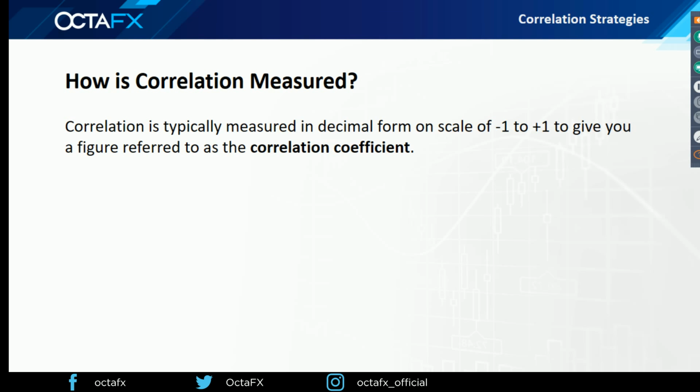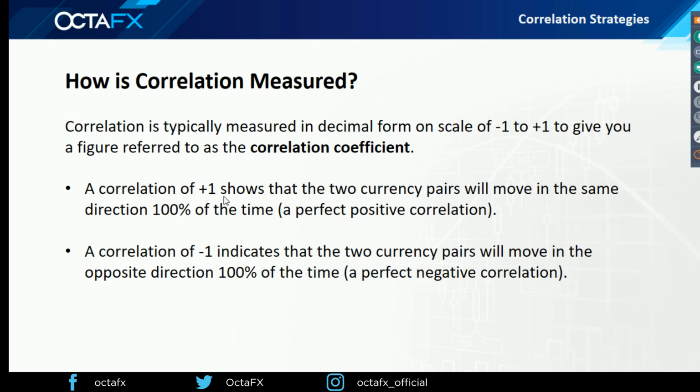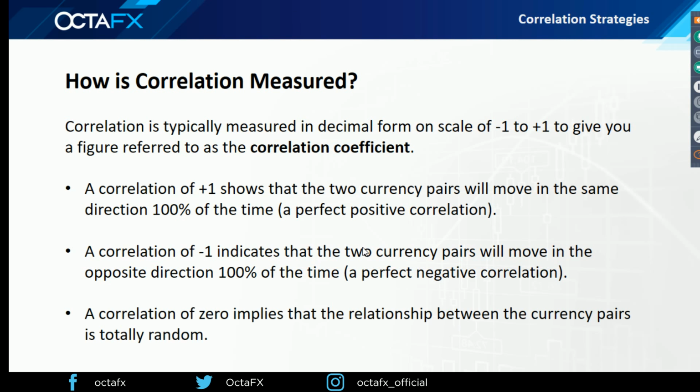Let's take a look at how correlation is measured. It's quite simple. It's just a simple scale using a decimal form from -1 to +1, which gives you a figure referred to as the correlation coefficient. A perfect +1 shows that the two currency pairs will move in the same direction 100% of the time. So you don't see that very often. A correlation of -1 indicates that the two currency pairs will move in the opposite direction 100% of the time, a perfect negative correlation. And then finally, a correlation of 0 implies that the two currency pairs move completely randomly.